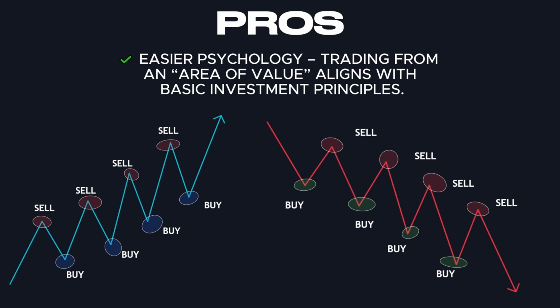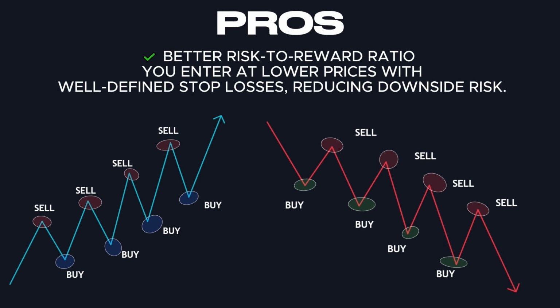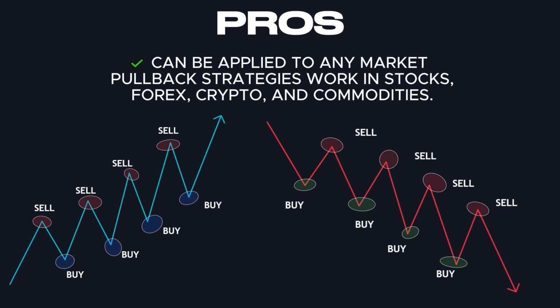Easier psychology. Trading from an area of value aligns with basic investment principles. Better risk-to-reward ratio. You enter at lower prices with well-defined stop losses, reducing downside risk. Can be applied to any market. Pullback strategies work in stocks, Forex, crypto, and commodities.